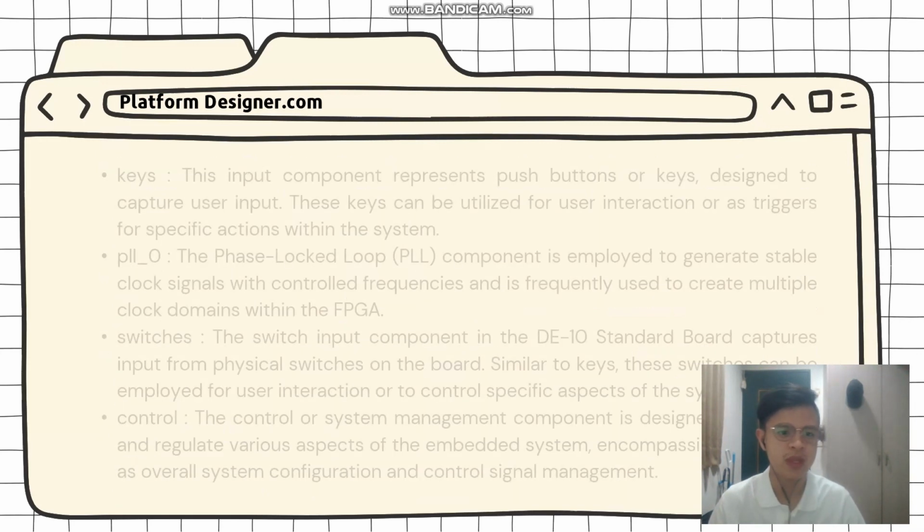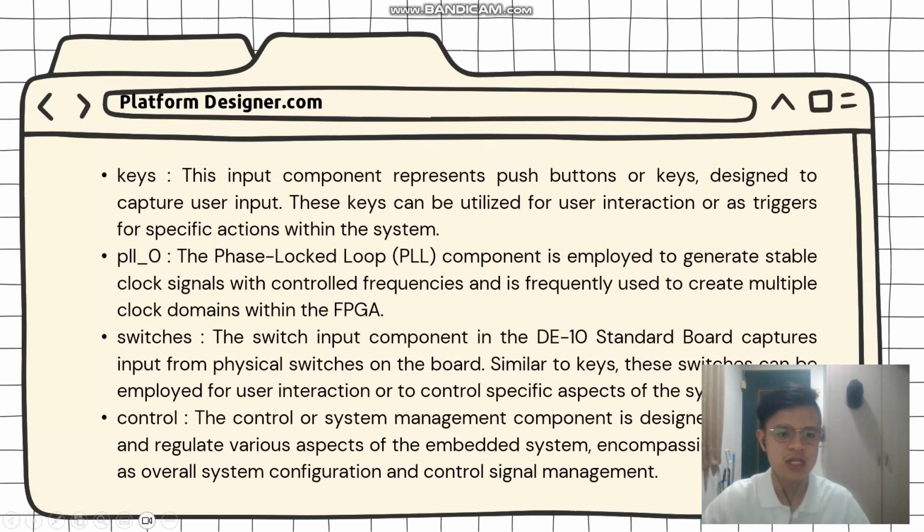And then next we have the keys. This input component represents push buttons or keys. It's designed to capture users' inputs. These keys can be utilized for user interaction or as triggers for specific actions within the system. And then we have PLL0, the phase locked loop. It is a component employed to generate stable clock signals with controlled frequencies and is frequently used to create multiple clock domains within the FPGA.